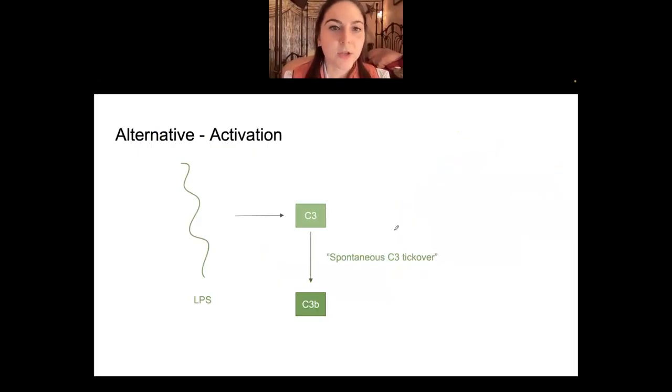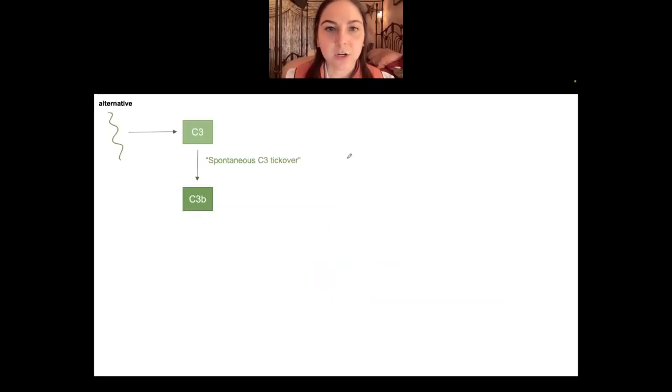alternative pathway. For alternative pathway activation, remember, we always have low levels of C3 being converted to C3b. That's what's known as spontaneous C3 tickover, as I mentioned. In the presence of something like a PAMP, like LPS, which is just that sugar moiety, you can get alternative pathway activation. So here's LPS, here's your spontaneous C3 tickover, and now we're going to activate that pathway because it's happening in the presence of a PAMP.